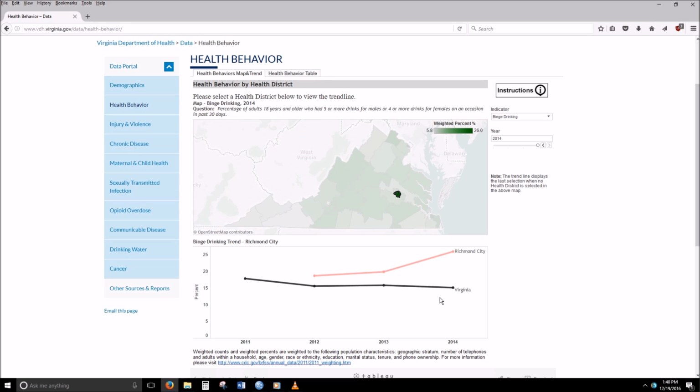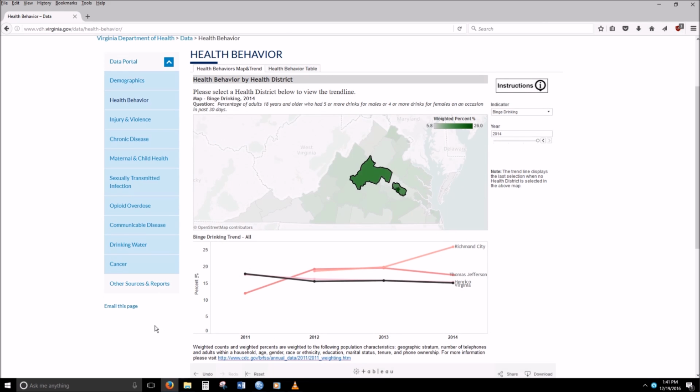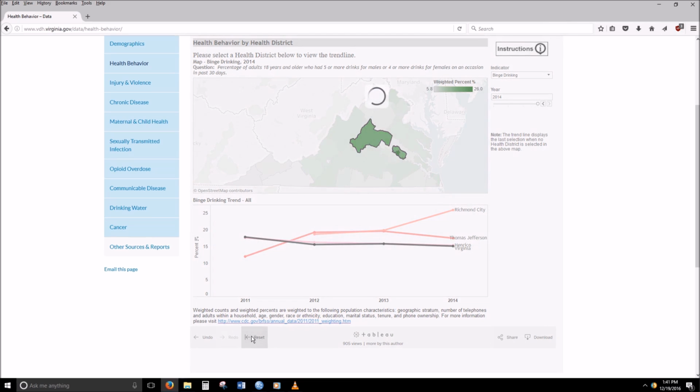This allows you to compare individual health districts against state data. Hold Control and select another health district for additional comparisons. You may find that the scale changes with your selection. To reset the map and trend graph, click Reset at the bottom of the page.